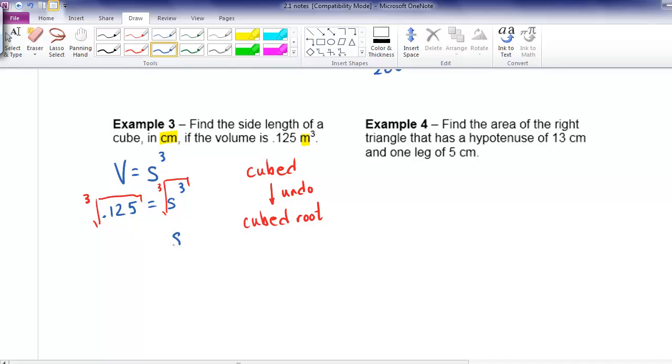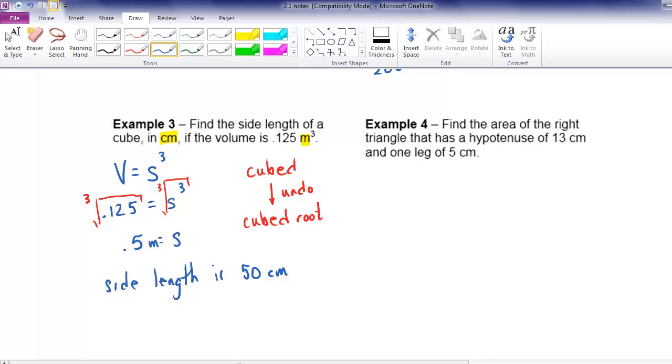And when I do that, I get s is equal to, well, the cubed root of 0.125 is actually a nice number. It's just 0.5. Remember, our units are meters because we are playing with meters cubed. Finally, what I need to do is figure out that the side length in centimeters is 50. Again, if you're interested, do it the other way. Convert 0.125 meters cubed to centimeters cubed, and then you're just going to have to take the cube root of that number, and it'll be 50.